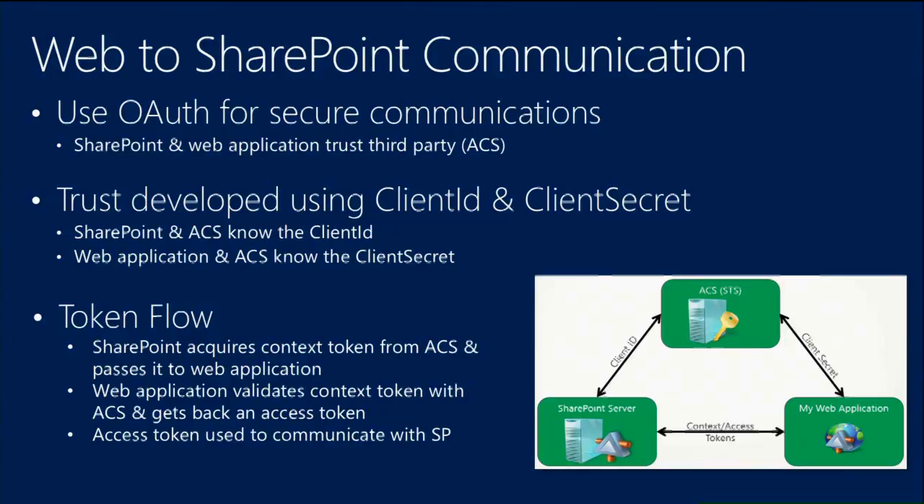And that SharePoint server will then take that context token and hand it to the web application. Now, the web application doesn't know whether to trust it or not. So what it does is send that context token back to ACS. And ACS validates that that's the correct one, and in response, gives the web application an access token. And that access token then enables the web application to call back into SharePoint and access SharePoint resources on behalf of that app, on behalf of that user. And so that is the basic flow to think about.